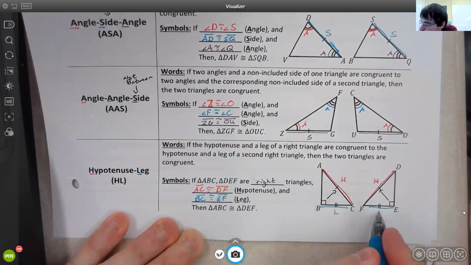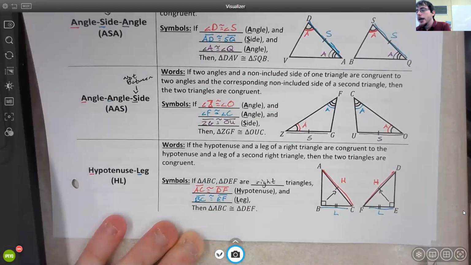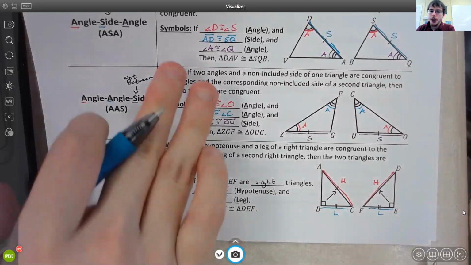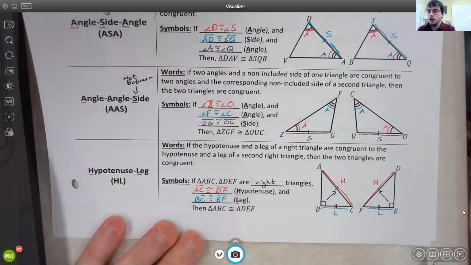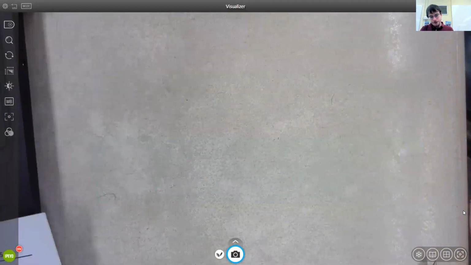L, and L. Okay, now just because you see a right triangle does not mean that you're always going to use hypotenuse leg. You may use some of the other postulates as well. You just have to make sure you pay attention to the problem.